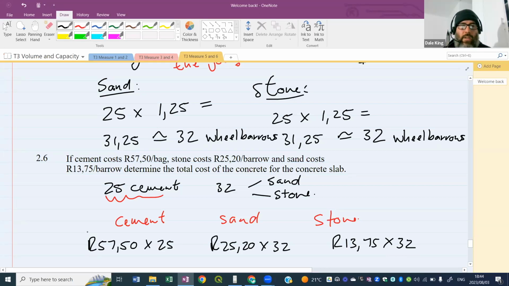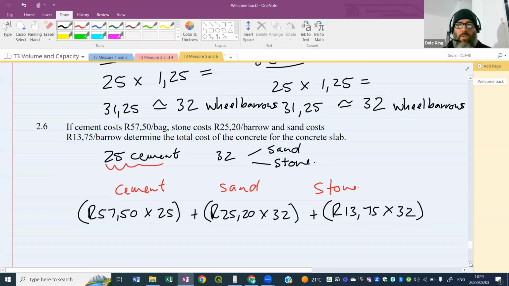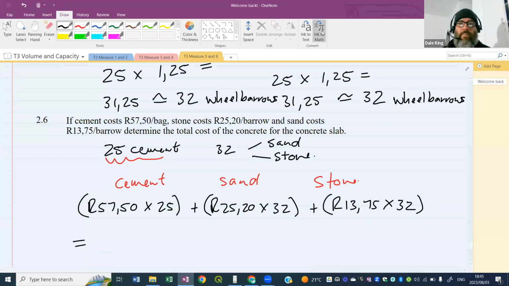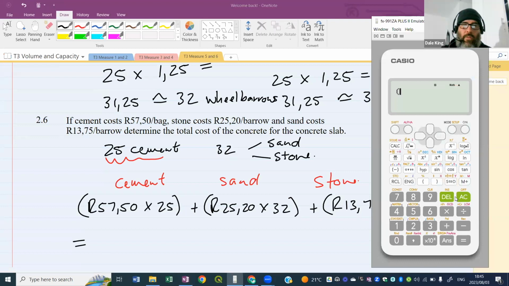All right. I need to add these all up. You know me, I like brackets. Forgive me. All right, we need to add those all up. Okay, there we go. Let's do it on the calculator. Forgive me for brackets, but I like to use it. 57.5 times 25 plus 25.2 times 32 plus 13.75 times 32. All right, let's check it out, ladies and gentlemen.